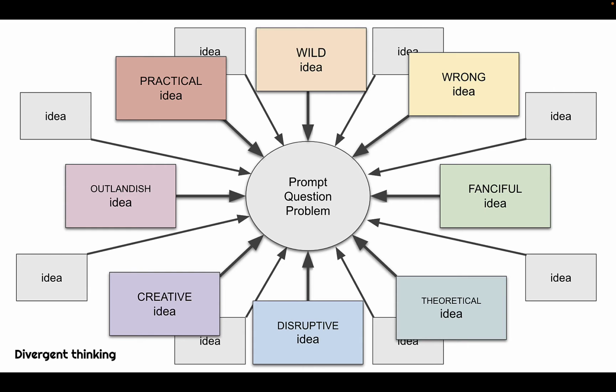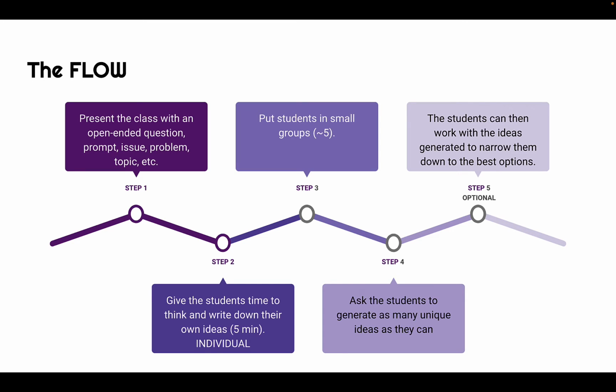In this one, however, we're going to look at actually how to deliver one of these activities. Here's the flow of a divergent thinking activity. The class is presented with an open-ended question, prompt, issue, problem, etc. Then the students are given time to think and write down their own ideas as an individual. This allows the students to think a little bit on their own without having their ideas influenced by other people.